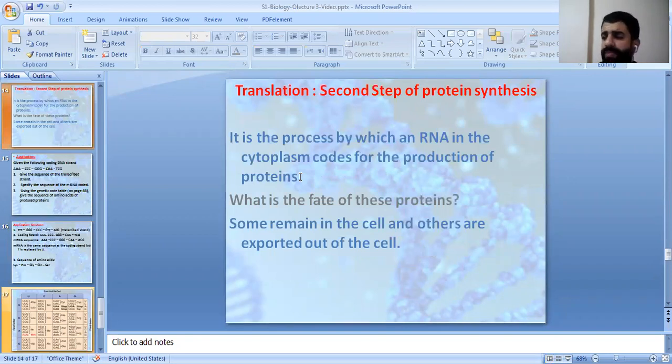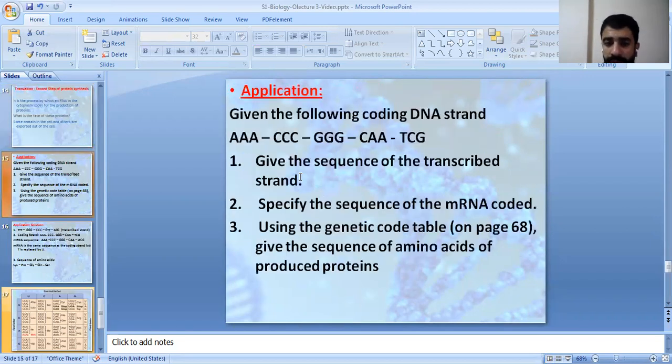Translation, the second step of protein synthesis. The first step was the transcription. The second is the translation, where RNA goes for production of protein. Some of these proteins will remain in the cell, others are exported.